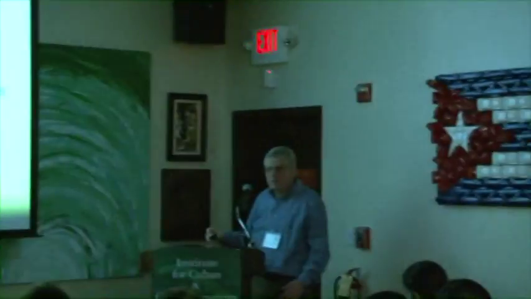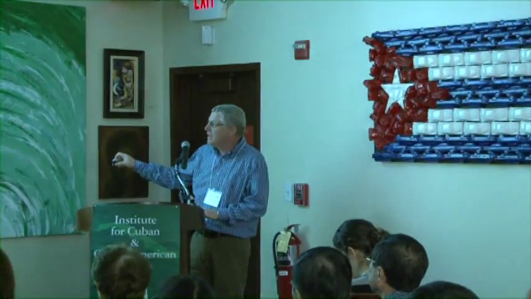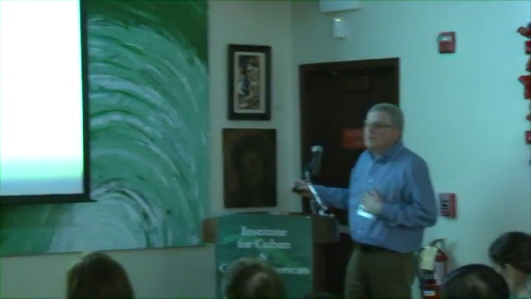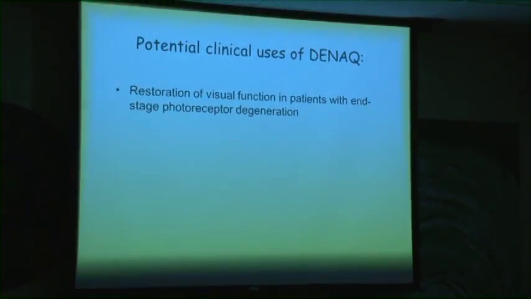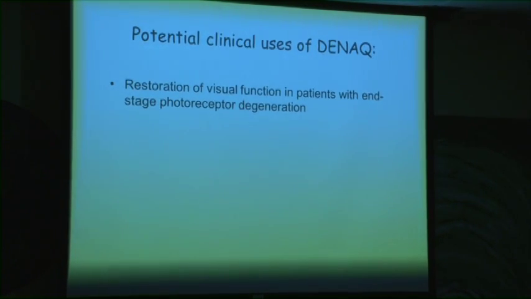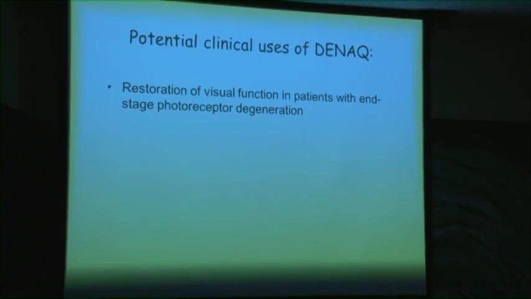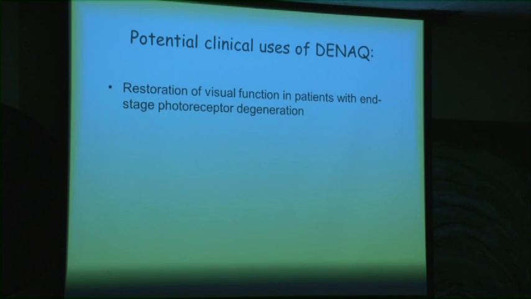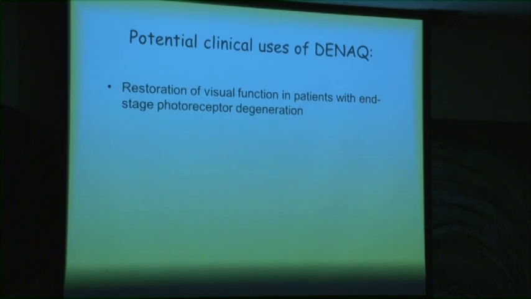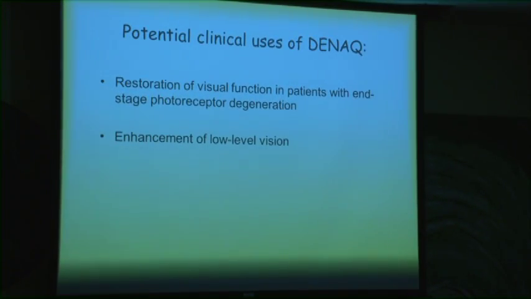And in looking forward to the potential clinical application of this, you could imagine the grand prize is restoring visual function in patients with end-stage photoreceptor degenerative disease. But because this is a small molecule where you can theoretically adjust the dosing, you're not really overpowering the other systems in the eye by using a completely separate photosensor. You can imagine this being used to simply enhance low-level vision.